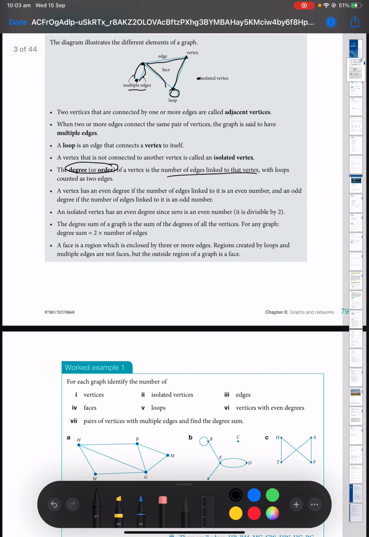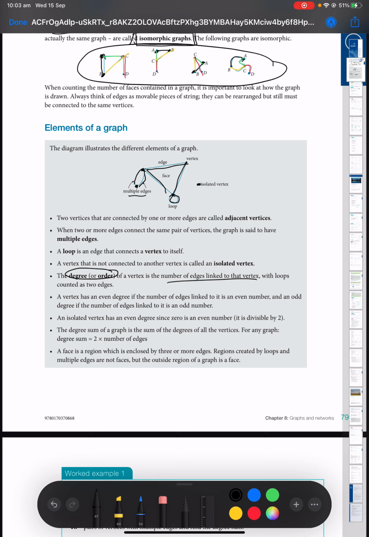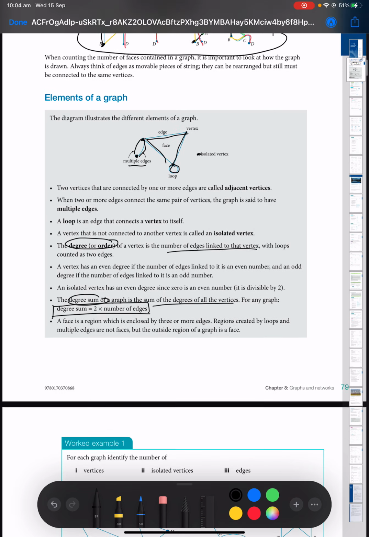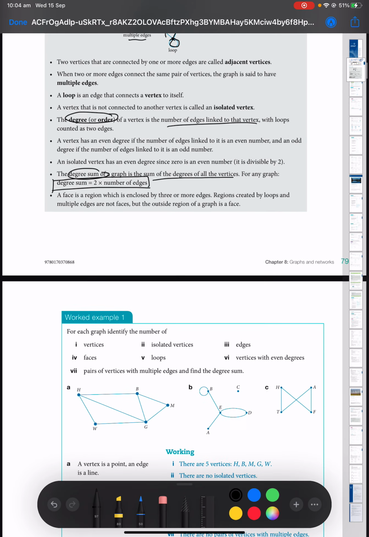All right. This part here, the degree sum of a graph, is basically the sum of all the degrees of all of the vertices. The way that you can work it out is degree sum equals 2 times the number of edges. Let's go through some examples.